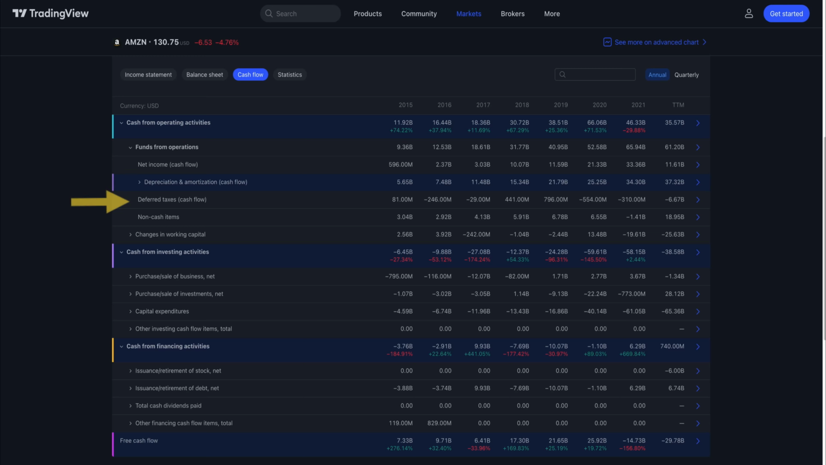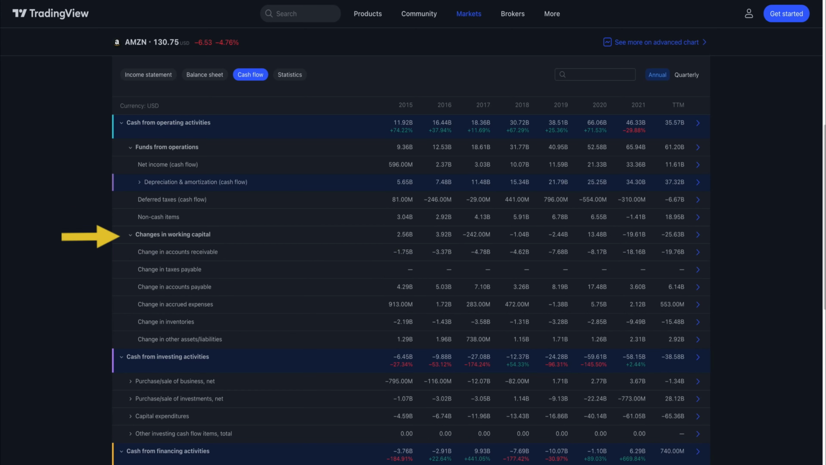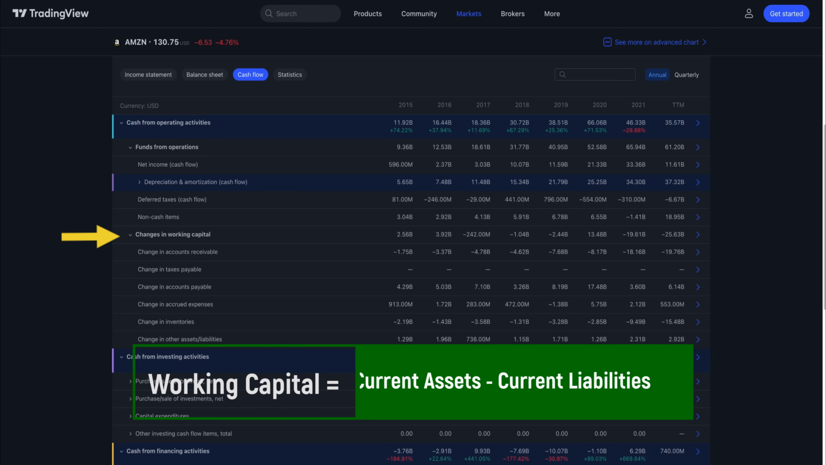Deferred taxes represent the company's negative or positive amount of tax owed. Changes in working capital tracks the net change in operating assets and operating liabilities across a specific period. To calculate the working capital, you need to subtract current operating liabilities from current operating assets. Working capital equals current operational assets minus current operational liabilities.